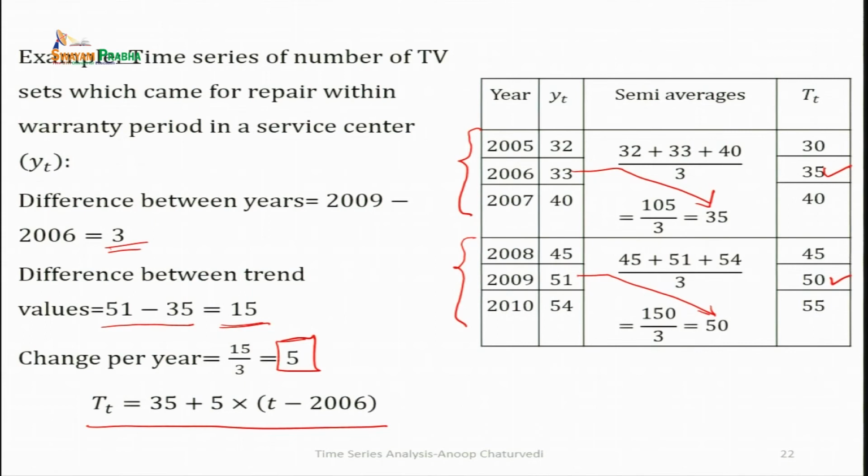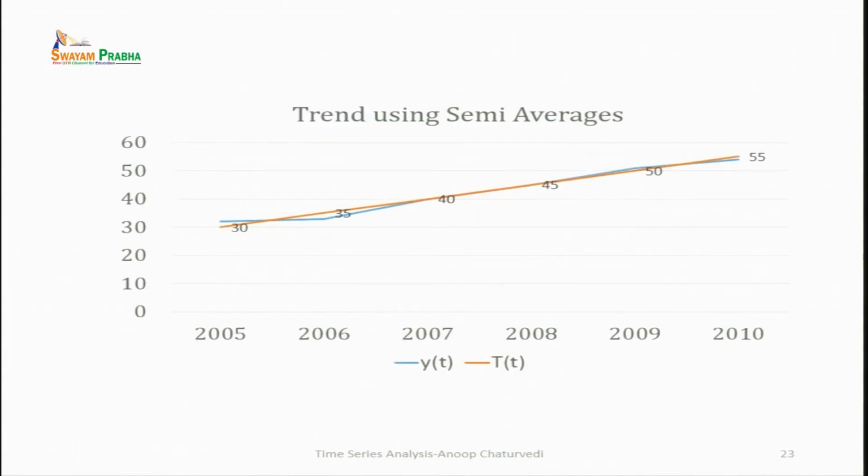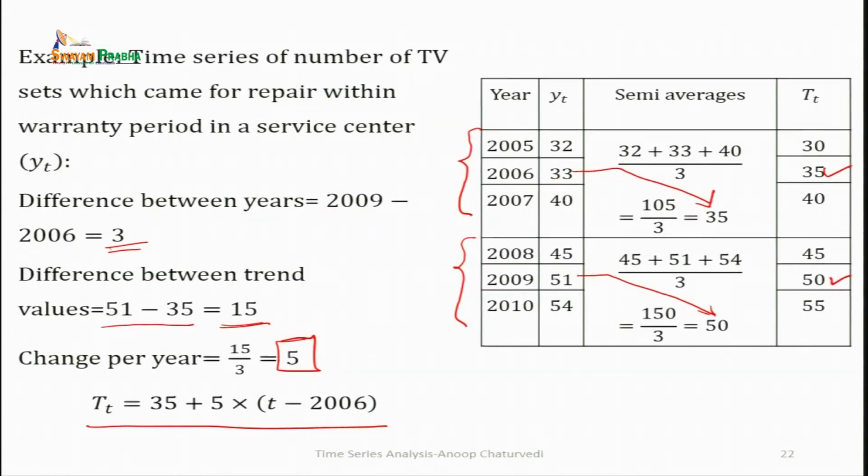And you can plot these trend values which you have obtained using the method of semi-averages. So, the trend line is linear and you get the trend values corresponding to different time points also. In fact, you can use this straight line of trend values for forecasting purposes also. Suppose you want to forecast the value for 2011, then 2011 minus 2006 is equal to 5. So, t minus 2006 is 5. The estimated value of Tt for 2011 is equal to 35 plus 5 into 5. So, it is quite simple.